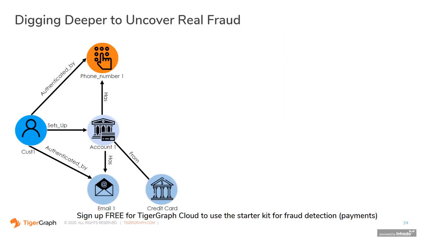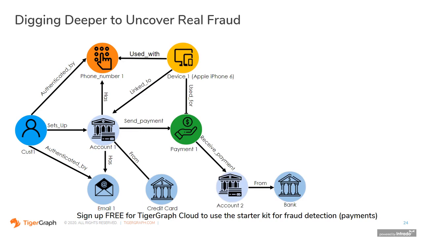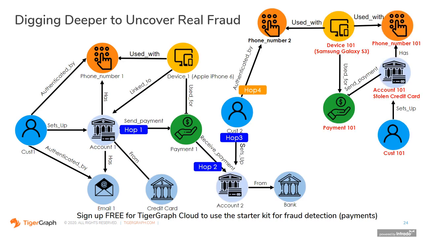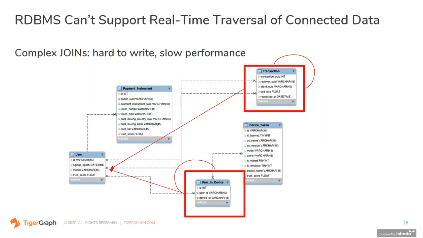Let's take a quick look again at how this looks graphically. 6 hops, we have accounts, payments, persons, phones, devices. We have about 5 different types of entities. In a relational database, you'd have at least 5 different tables. The transactions themselves would be another table. It could be done, but probably not in real time. The performance would be too slow.